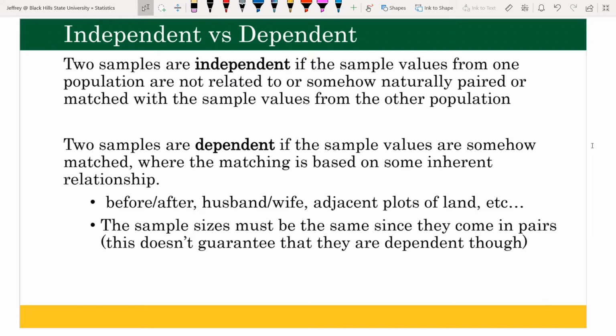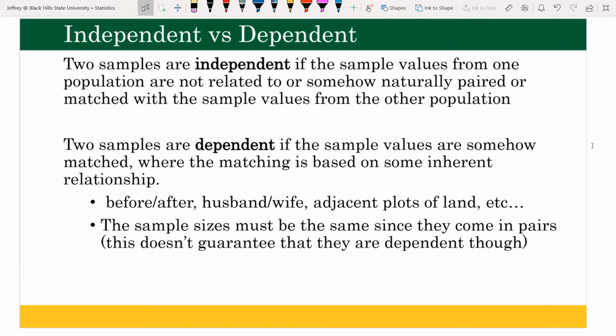Now, in this case, we're looking at independent samples. This is basically where one sample having certain values does not affect the values of the other sample. So sometimes people may say that these two samples are in no way naturally paired. Oftentimes you'll see that independent samples will have different sample sizes. This isn't necessarily guaranteed, but it is often the case.